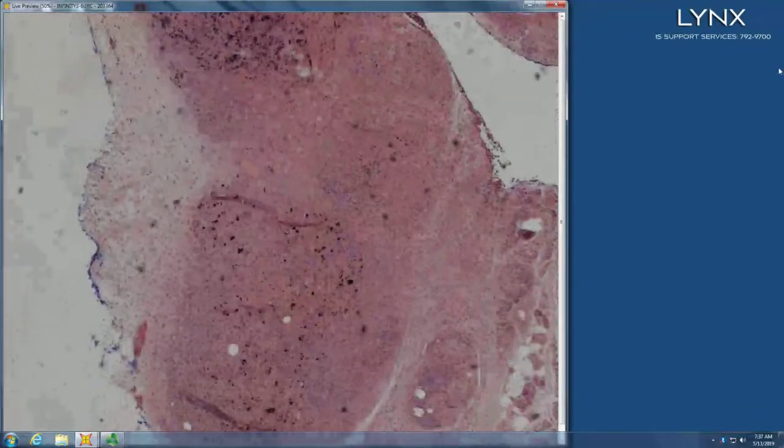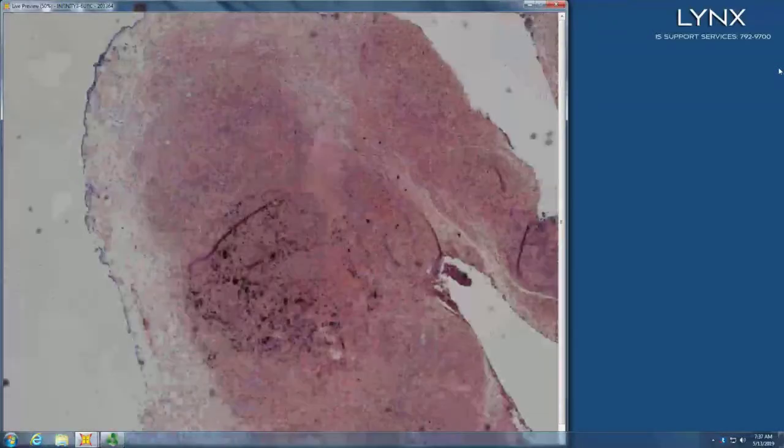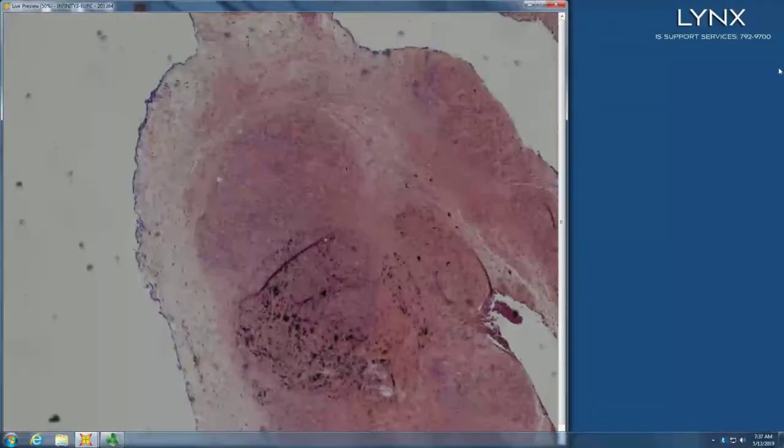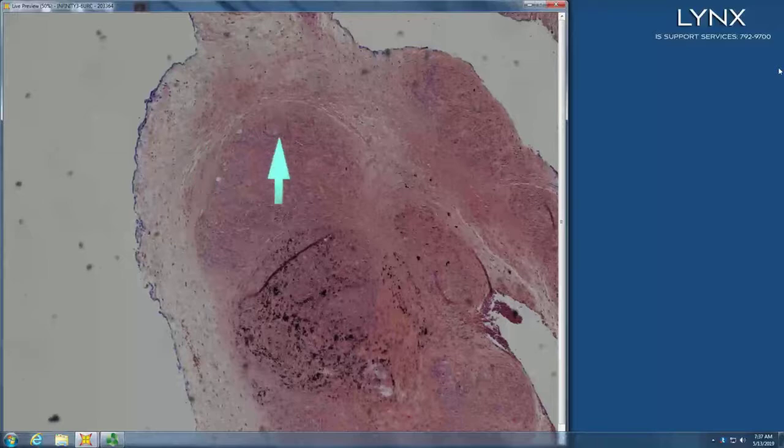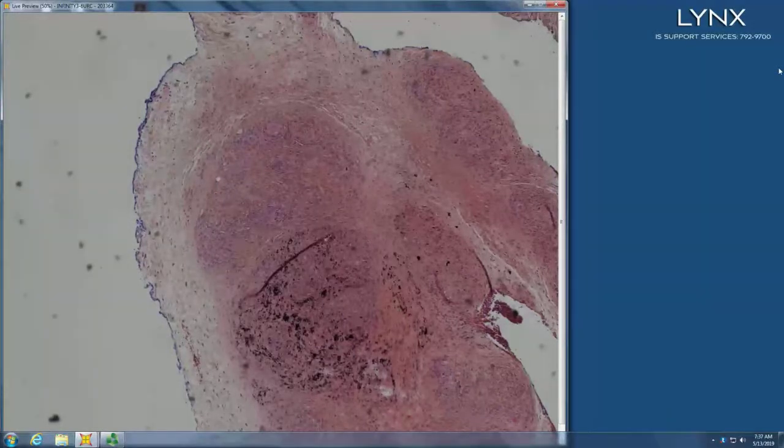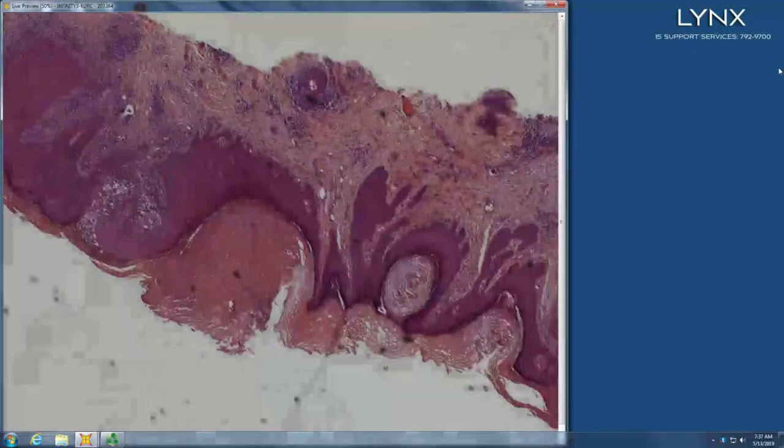There's some black pigment, probably exogenous. So exogenous. Yeah, there's some foreign body granulomatous component. Foreign body granuloma, like foreign body or tattoo granuloma, traumatic tattoo. If you polarize it, you'd probably find some silica in it.